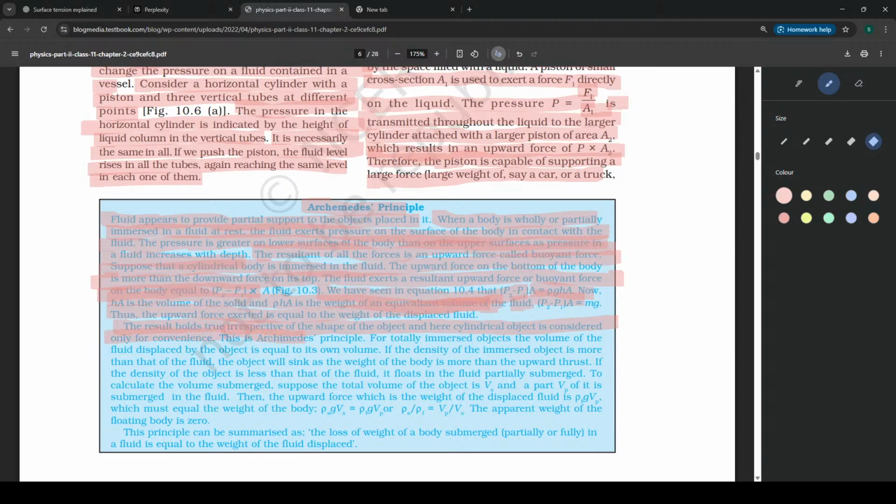This is Archimedes principle. For totally immersed objects, the volume of the fluid displaced by the object is equal to its own volume. If the density of the immersed object is more than that of the fluid, the object will sink as the weight of the body is more than the upward thrust. If the density of the object is less than that of the fluid, it floats in the fluid partially submerged.